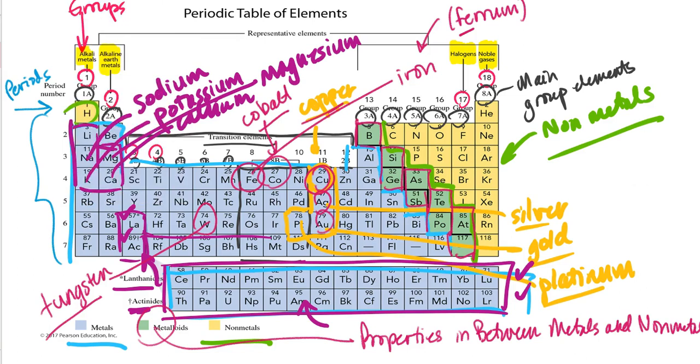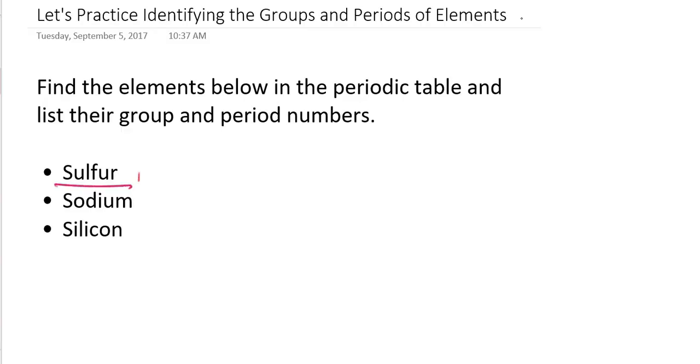So sulfur is this element, letter S. Basically sulfur is in group, if I'm looking for the group, I want the number above the column in which the element is found. That's group 16, and the period number would be found all the way on the left where the period numbers are listed vertically. So sulfur is found in group 16. It's found in period 3.